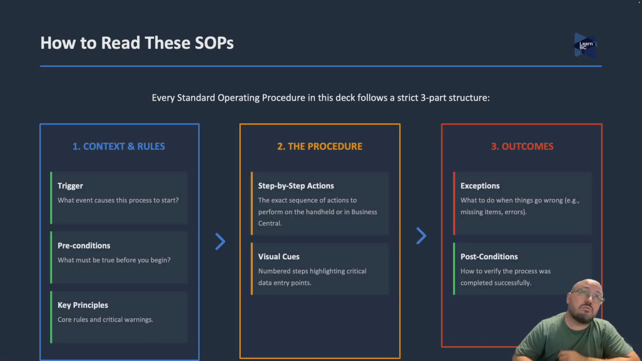Context and rules are the first thing we're going to cover. We talk about what triggers this process, the preconditions, and the key principles. Then we move into the procedure. We're going to talk through the step-by-step actions, and then we talk about the outcomes. What are the exceptions, what could go wrong, and how do you deal with it, and what are the post conditions? What is the dreamland that would happen if we get this process right?